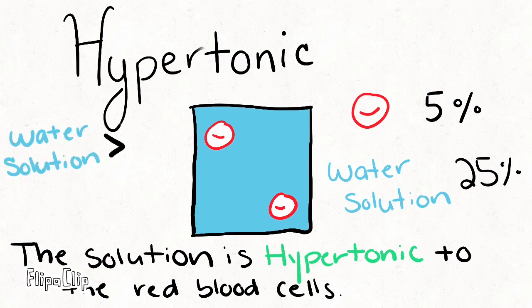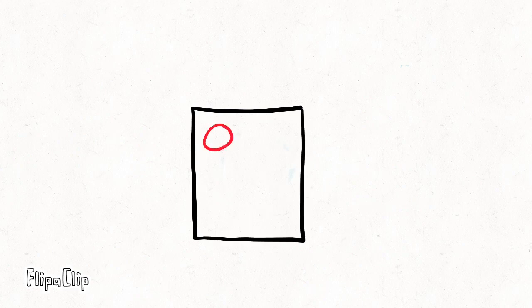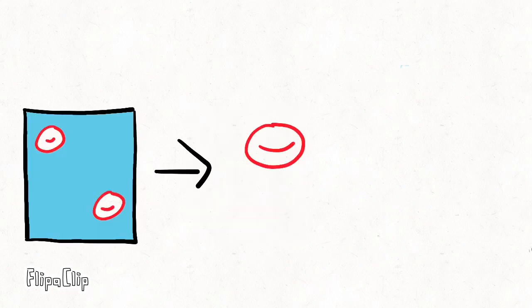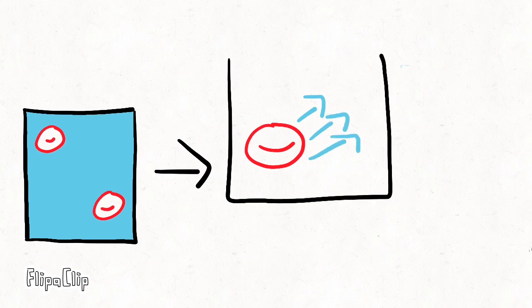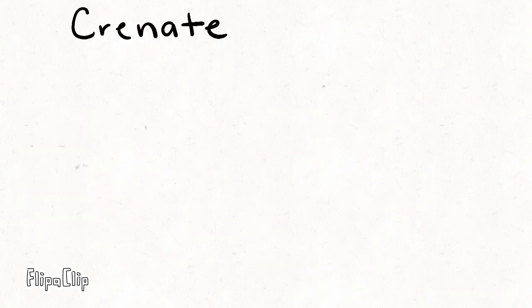When red blood cells are placed in a hypertonic solution or surrounded by a hypertonic solution, this causes water to exit the red blood cell to an area of higher concentration. So then they will crenate, where the edges become scalloped due to dehydration.